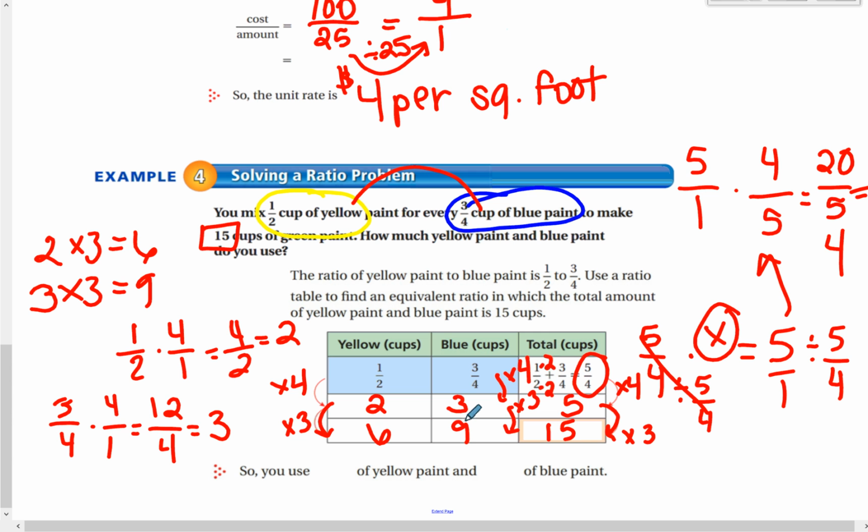We now know how many cups of yellow paint and how many cups of blue paint we need to get 15 total cups of paint. So you are going to use 6 cups of yellow paint and 9 cups of blue paint.